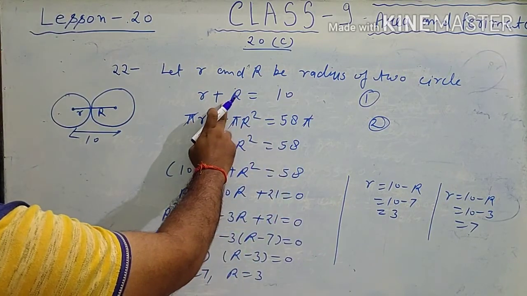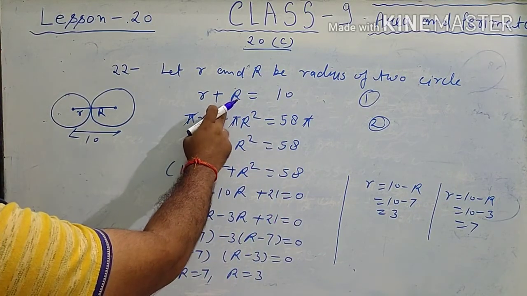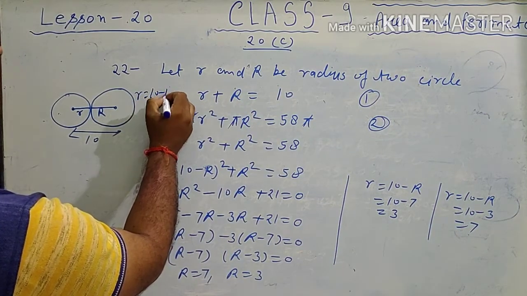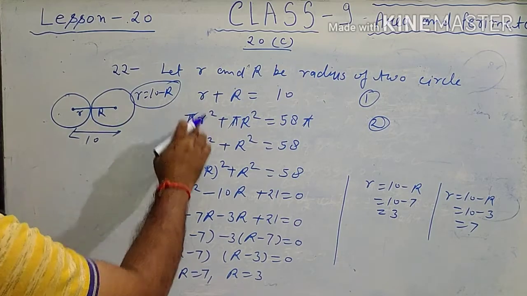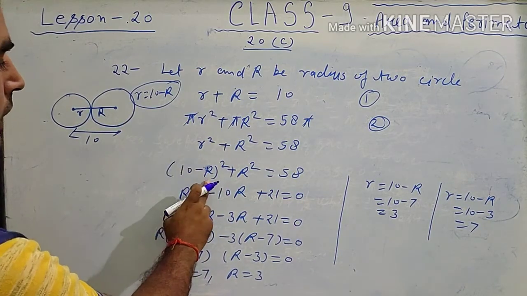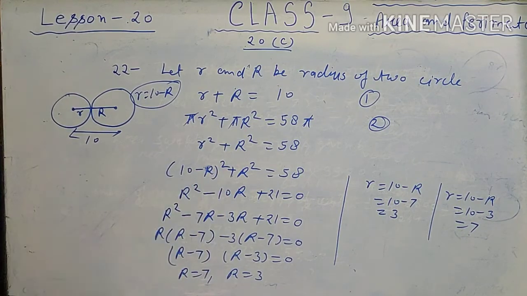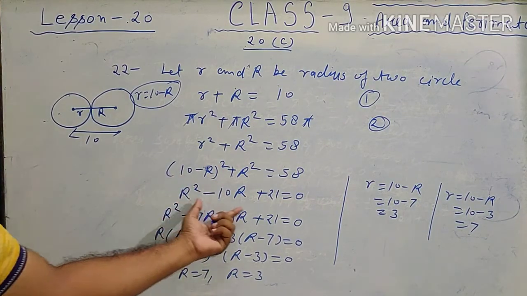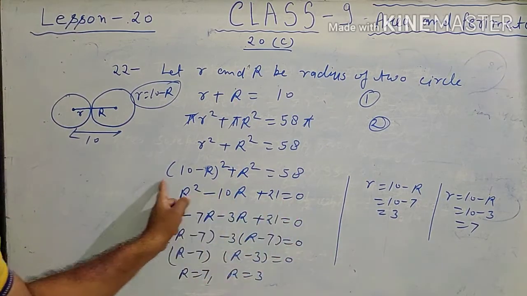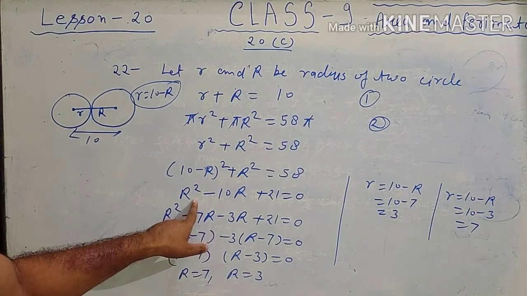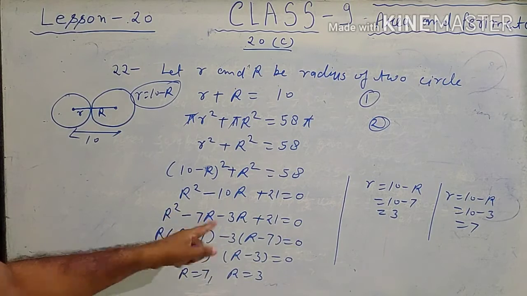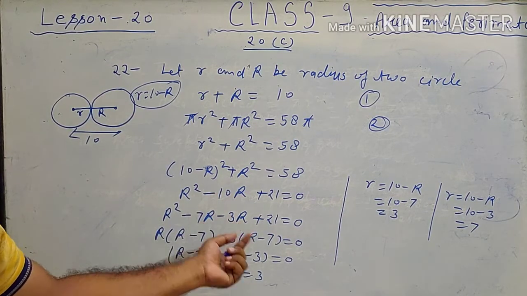Now from equation number 1 you can find the value of small r. What will be the value of small r? Small r is equal 10 minus R. Now put the value of small r in this equation. So in place of small r, you can write 10 minus R whole square. Now using the a minus b whole square formula, we get this quadratic equation, capital R square minus 10R plus 21 equals 0. Then factorize this, 7 plus 3 is equal 10 and 7 into 3 is 21.